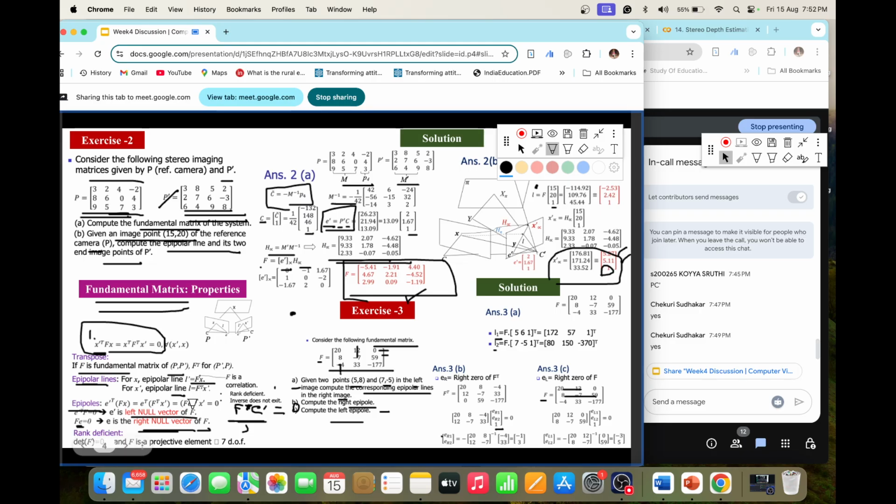Okay, so these are the two properties, right? This is the property we just used: L dash equals F x. Now if we are given X dash, how can we find L? That is very easy. L equals F transpose X dash. This is the property by which we can get L if we have X dash. In our question we have X, so we found L dash with F into X. If we have X dash, then we can find L by F transpose into X dash.